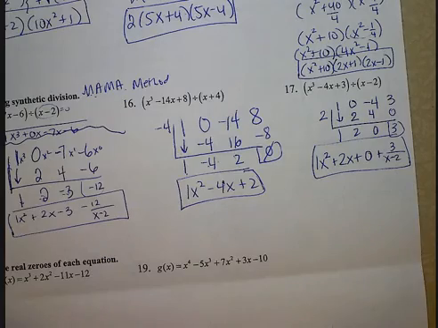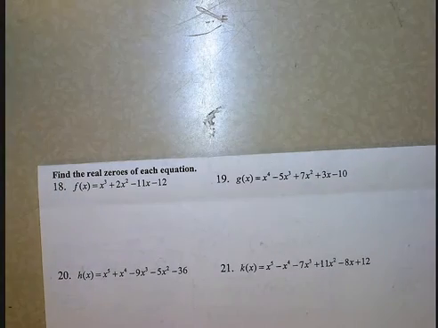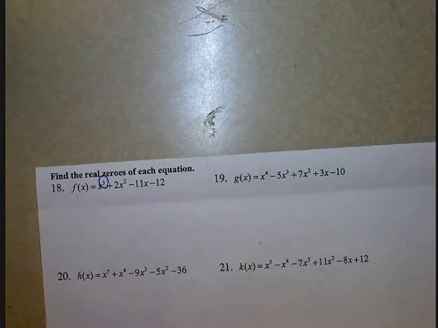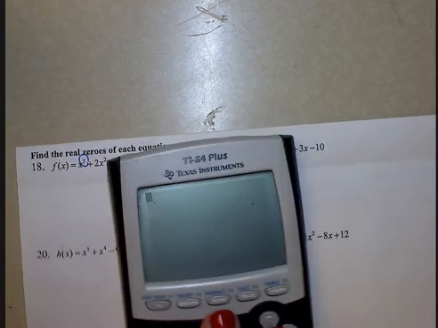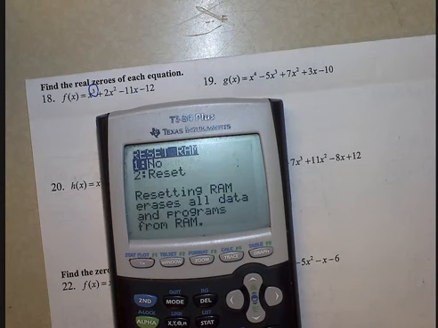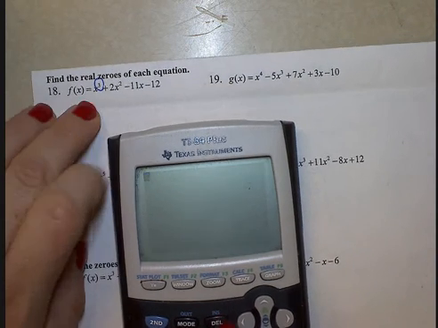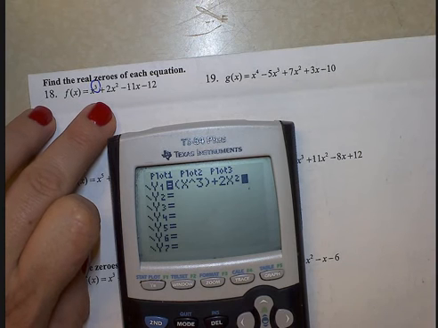So we're going to go into number 18. Number 18. Find the real zeros. Okay, I know at most there's going to be 4 real zeros. At most 4. Okay, so let's do second plus 7, 1, 2. Alright, so I'm going to start by plugging this in. X cubed, make sure to use your parentheses, plus 2x squared minus 11x minus 12.